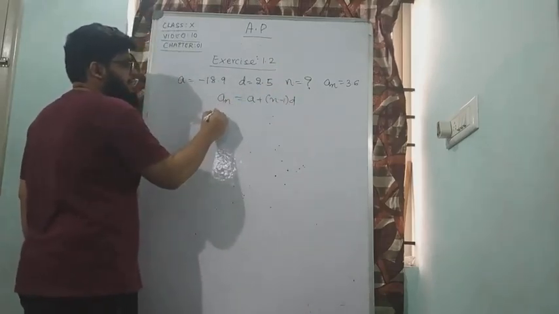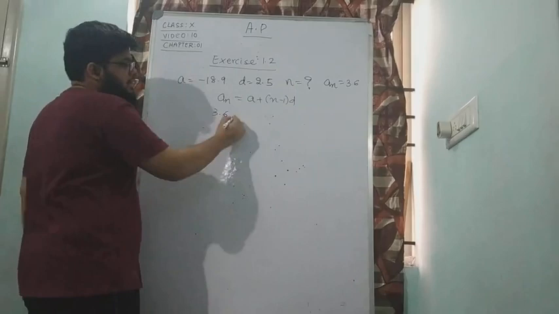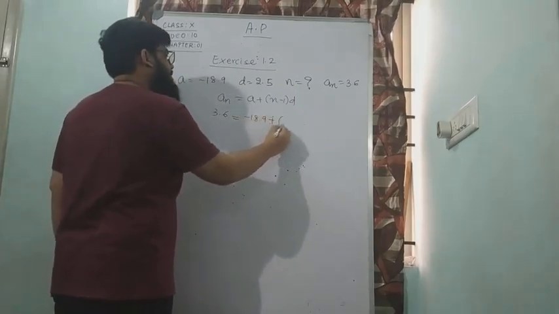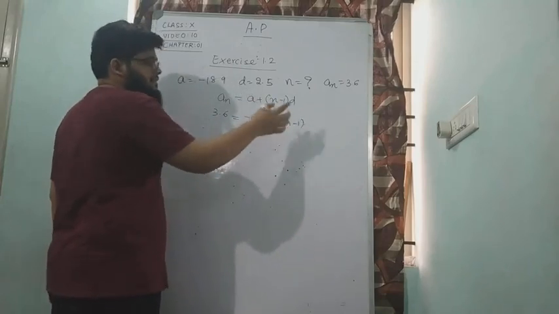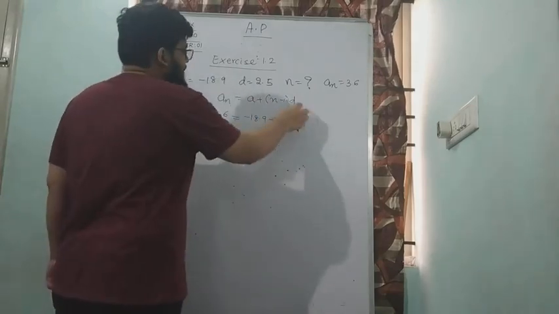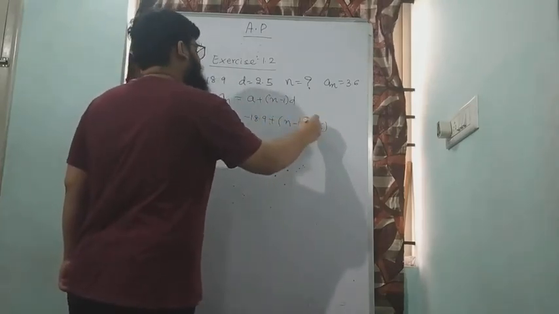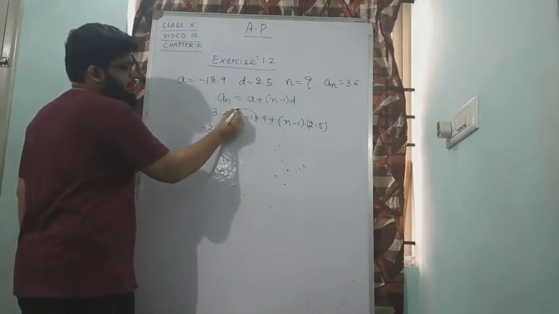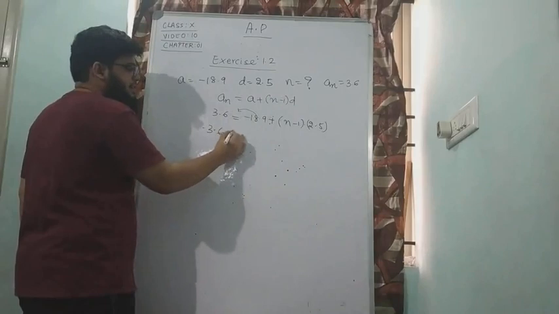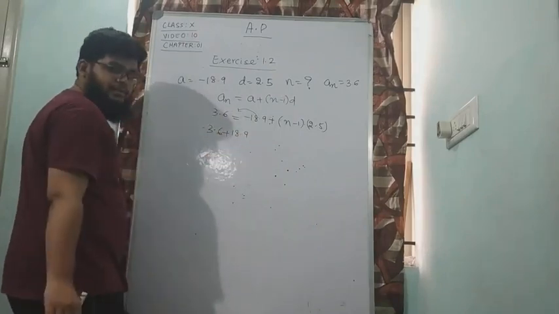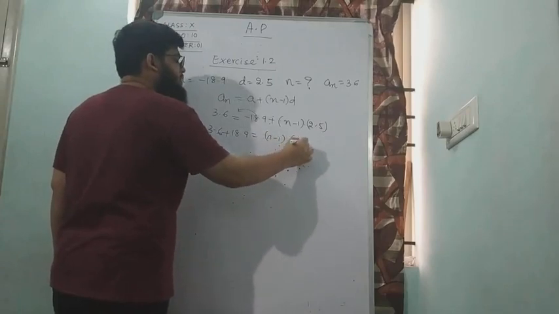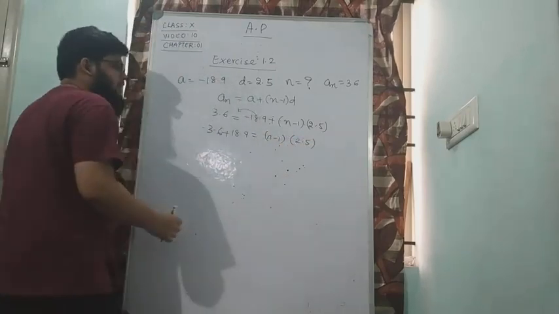The value of an is 3.6, equals the value of a, which is minus 18.9, plus (n minus 1) as it is, because n we don't know, and finally d will be 2.5. So 3.6 minus 18.9, on shifting to the other side, becomes plus 18.9, is equal to (n minus 1) remaining along with into 2.5.